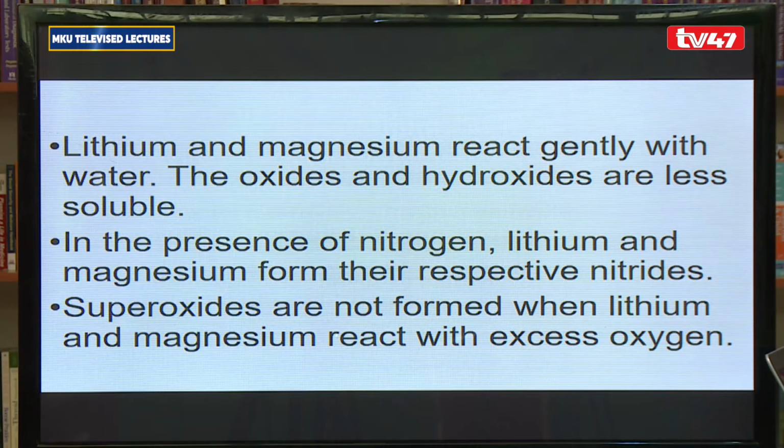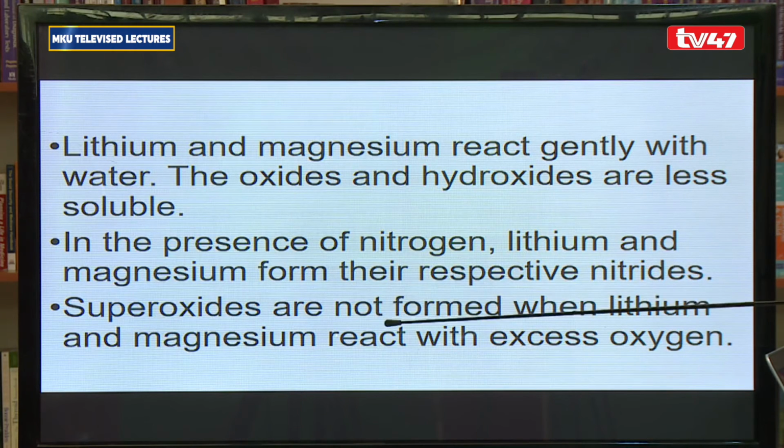Lithium and magnesium react gently with water, and also the oxides and hydroxides are less soluble in water. So if you place an alkali metal like sodium or potassium in water, it reacts very vigorously, jumping around. It reacts very violently with water. But when it comes to lithium, lithium reacts very gently with water.